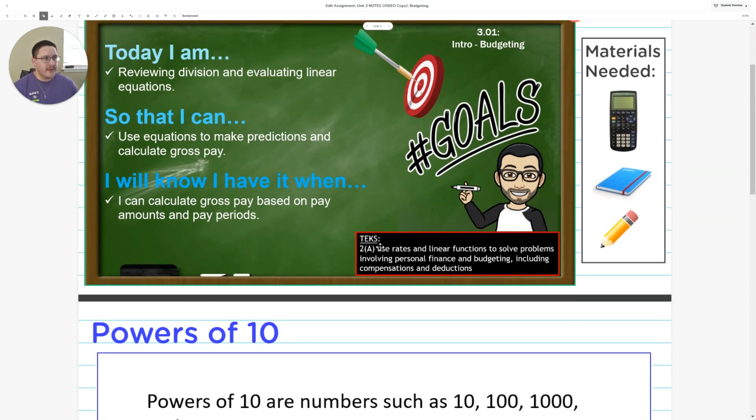The specific technique we're looking at for today's lesson is 2A: use rates and linear functions to solve problems involving personal finance and budgeting, including compensations and deductions.